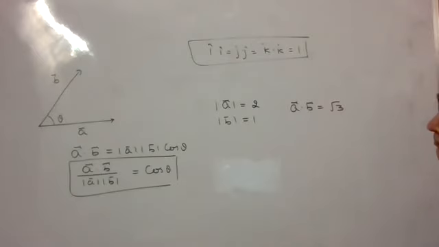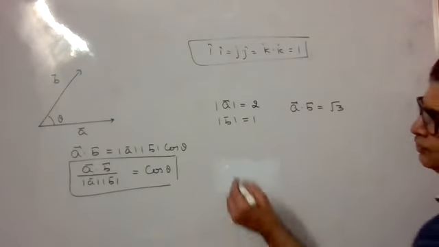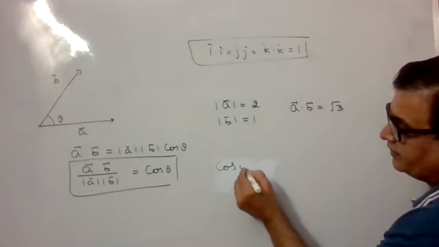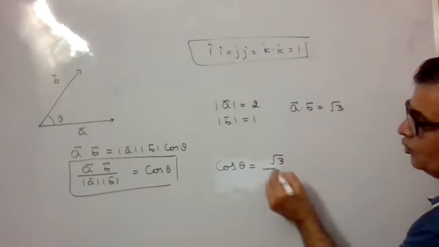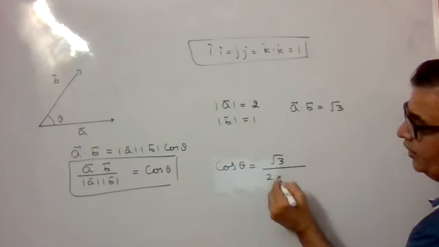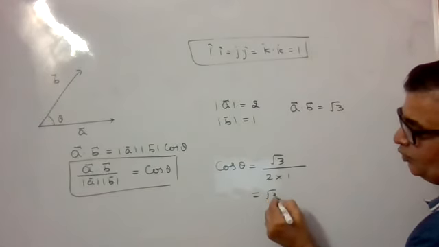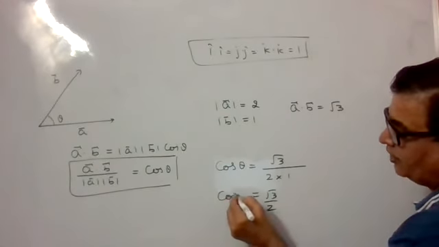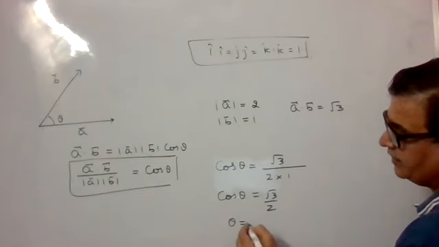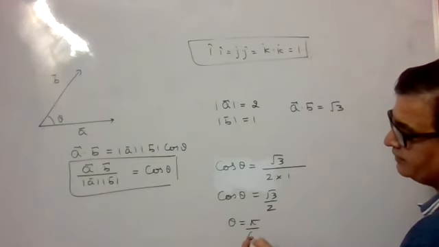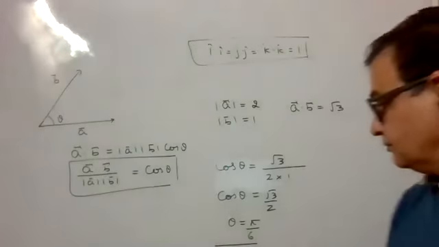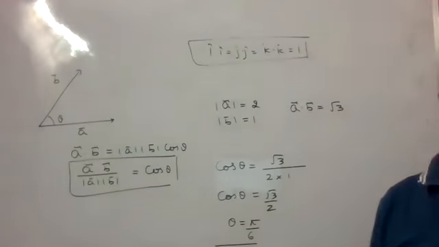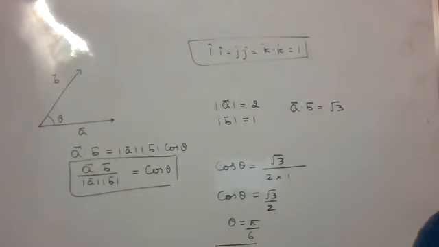Root 3 by 2. Cos theta is root 3 by 2. So theta you should calculate. Cos theta is A dot B, A dot B is your root 3, magnitude A is 2 and this is 1. So it comes out to be root 3 by 2 as your cos theta. That means theta comes out to be pi by 6. That will be the answer. So the angle you should calculate. Next question, please.